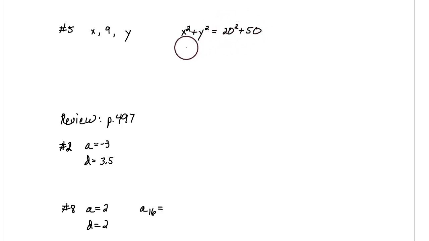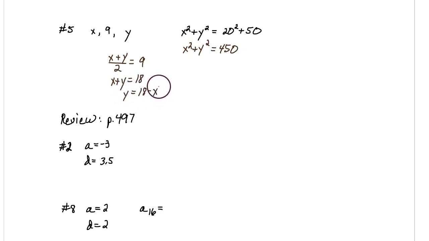Let's work on this equation a little bit. This is x squared plus y squared is equal to 450. What else do we know about the situation? Well, we know that if we add the two numbers together and divide by 2, that equals the average of 9. So we can see that x plus y is equal to 18. And if we solve for one of these letters, we could see that y is equal to 18 minus x.